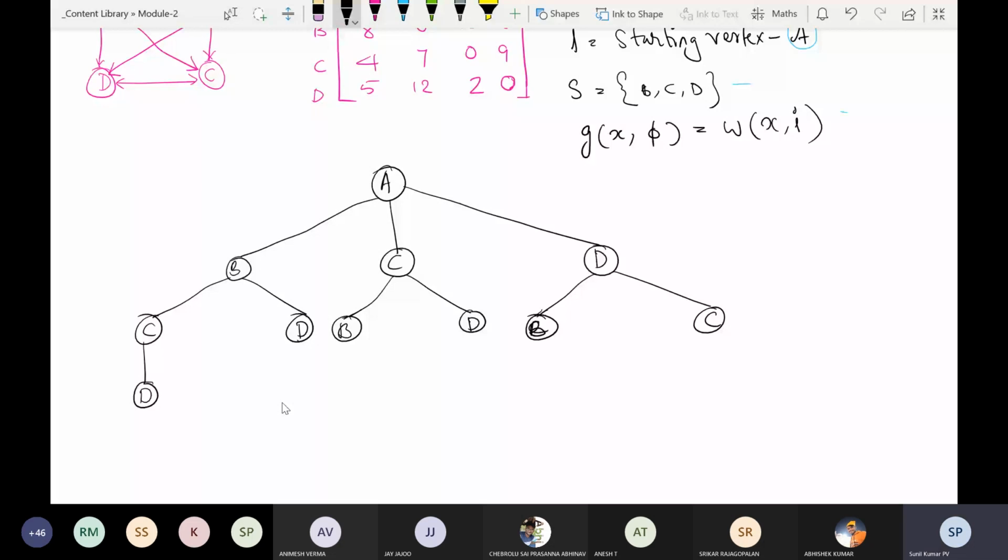From A to C he went, C to B, then B to D. Then A, C, D, then remaining is B. Then A, D, B, then remaining is C. Then A, D, C, then remaining is B. And once he visits all of these, by now we have visited all the vertices. As per this example, if you have more nodes, your tree will also be proportionally large.